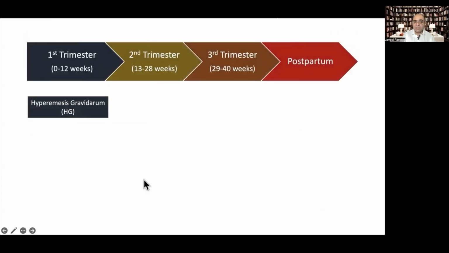The answer is Hyperemesis gravidarum. She is in the first trimester, and the most likely chance in the first trimester is that of Hyperemesis gravidarum.